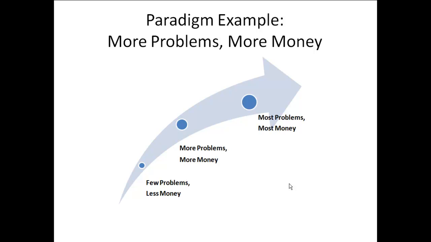We begin to build more and more layers of solutions, and each one of those requires more money. And then, of course, as time goes on, things become more complicated. We have even more problems. And again, we need the most money that we've ever needed before.